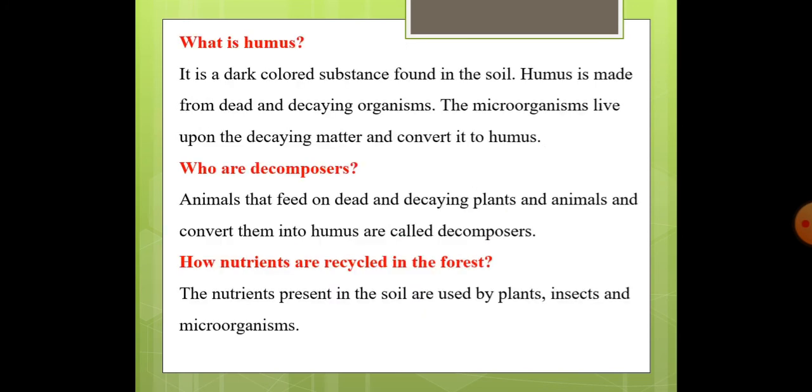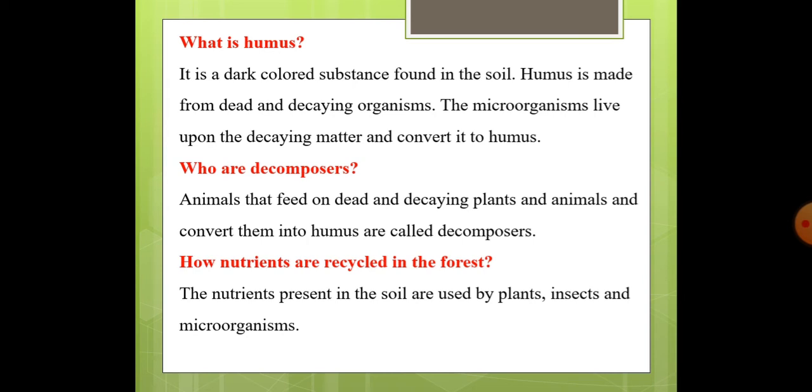So, what is humus? It is a dark colored substance found in the soil. Humus is made from dead and decaying organisms. The microorganisms live upon the decaying matter and convert it to humus. What I told, the topmost layer in the forest is dark in color because all the dead leaves and all are converted by the decomposers, the decaying organisms, and it is converted to humus, which is very fertile. So decomposers are the animals that feed on dead and decaying plants and animals and convert them into humus. Therefore, they are called decomposers.